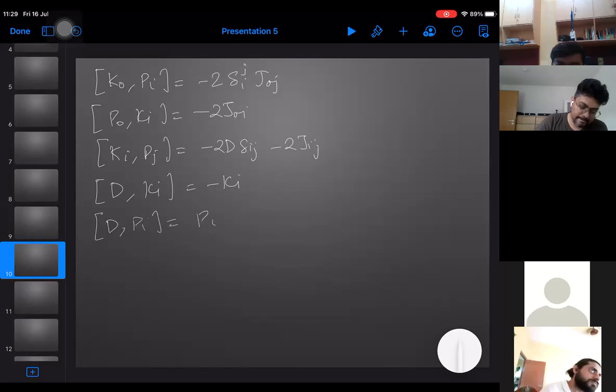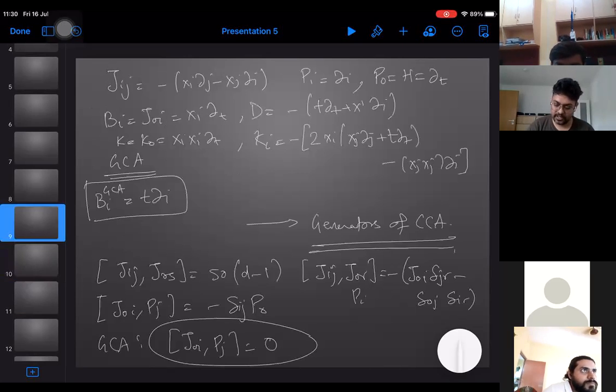P naught is P naught. Okay. So these are the non-zero commutators which I have written. There are also zeros, which we have not written down.